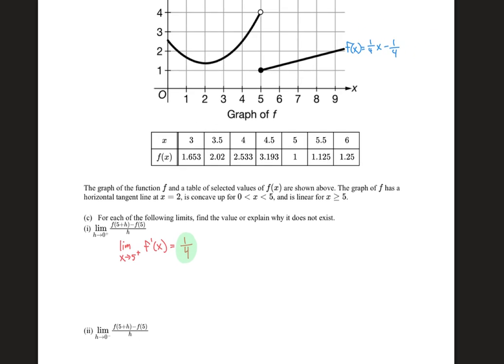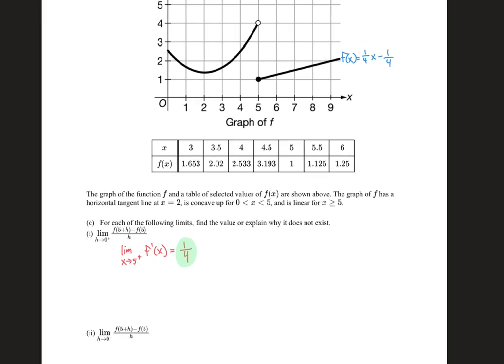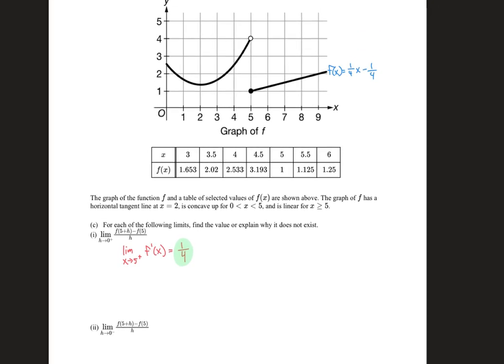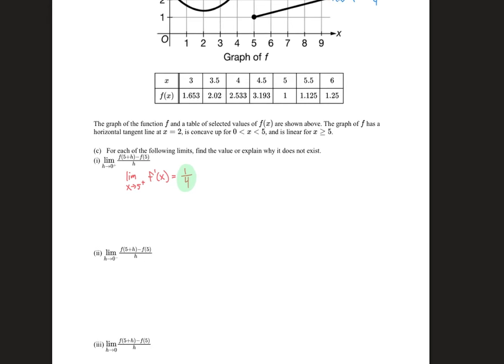Okay, part 2. So this one you can't do it that way because, at least there, f of 5 existed because there was a point here and it was connected. Here it doesn't exist, or it still exists, but these will be different. Actually, let's do this one the same way that we did the first one to start out with. So we'll do the limit as h approaches 0 from the right.